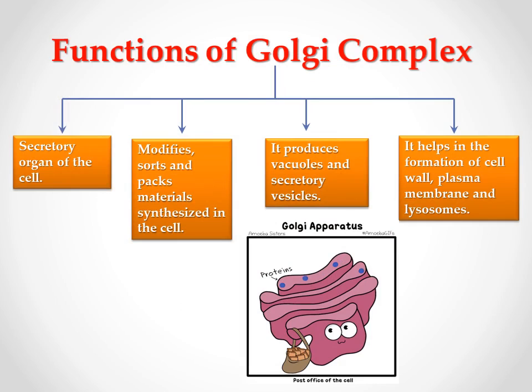Now let us look at the functions of Golgi complex. Golgi complex is the secretory organ of the cell. It modifies, sorts and packs materials synthesized in the cell, that is the materials like enzymes, mucus, proteins, pigments, etc. and then dispatches them to various targets like plasma membrane, lysosomes, etc. It produces vacuoles and secretory vesicles. It helps in the formation of cell wall, plasma membrane and lysosomes.